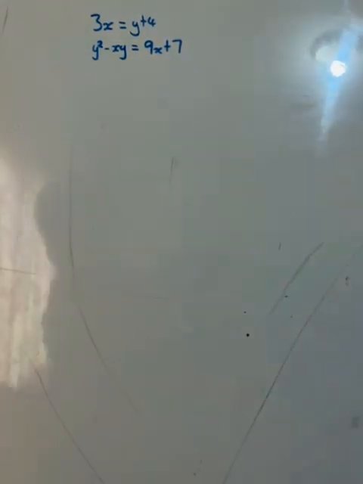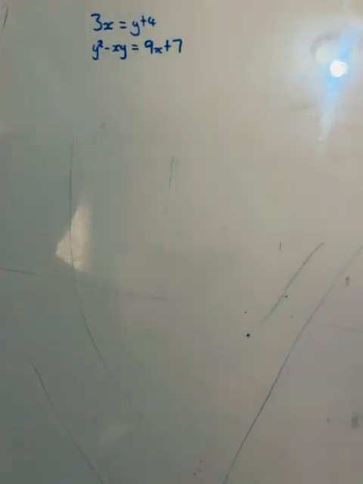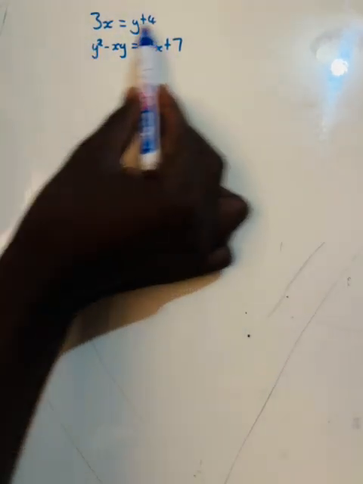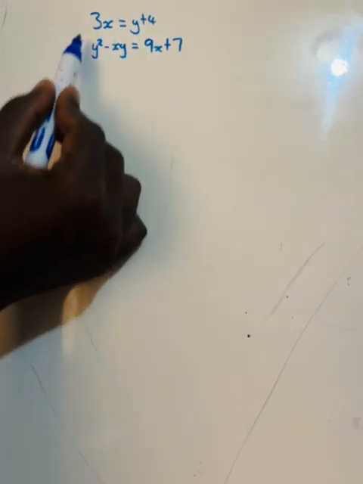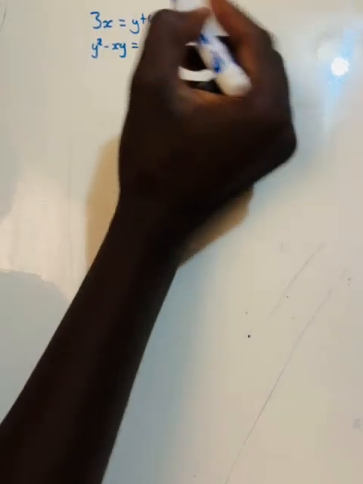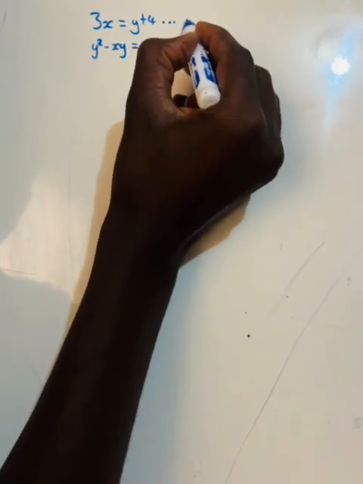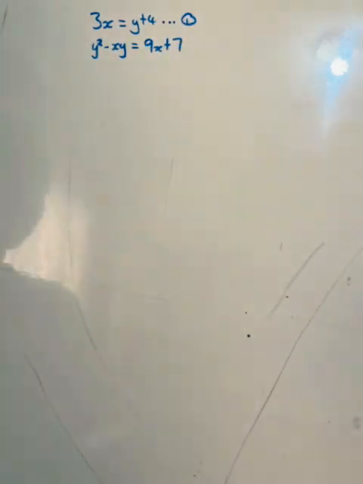Okay, so today we're going to deal with quadratic simultaneous equations, right? As you can see, we've been given two different equations. We've got equation one, which is 3x = y + 4. So we come here, we say dot, dot, dot, and then we indicate that this is the first equation.